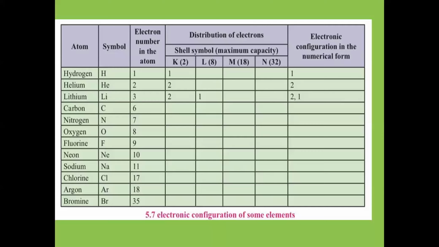For lithium the atomic number is 3, and in the first shell I can only put 2. So from 3 when I put 2, the remaining 1 will go in the next shell. So the last column helps us understand how electronic configurations are written in numerical form. So it becomes 2 comma 1. Now for carbon, which is 6, can anybody tell me how will I write for carbon?